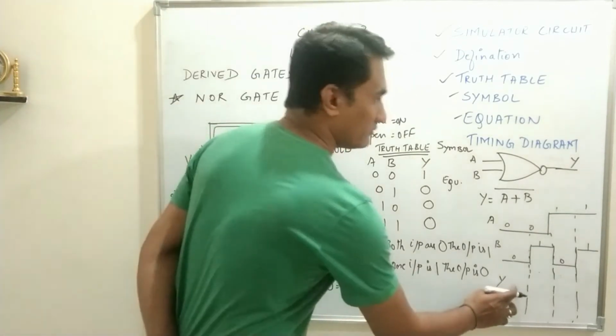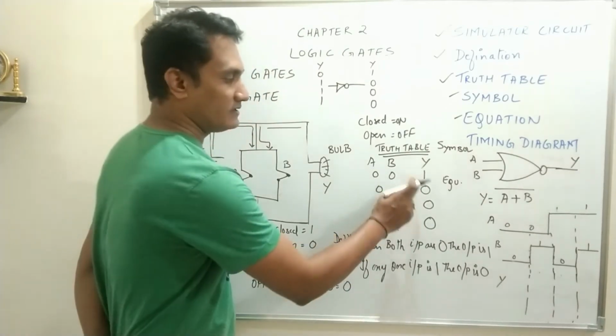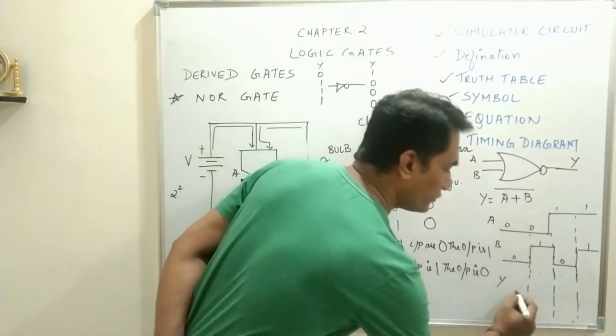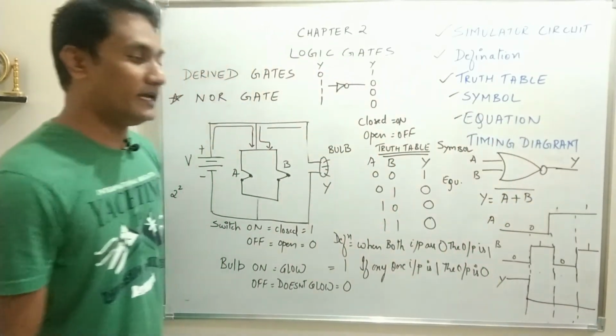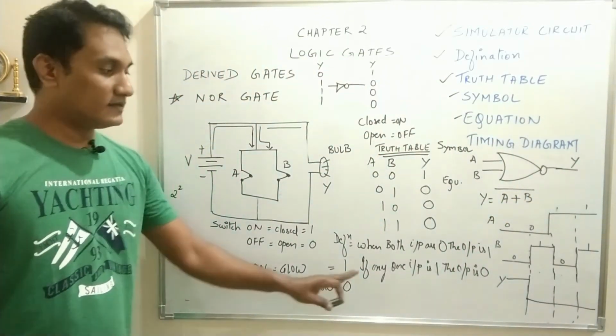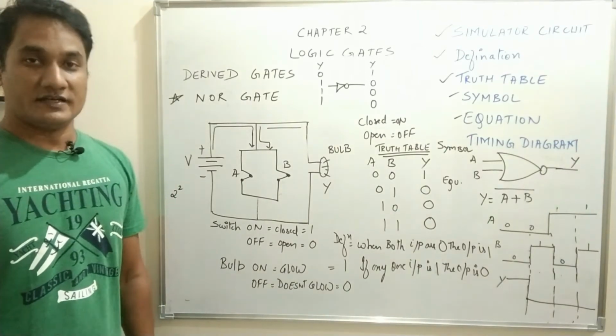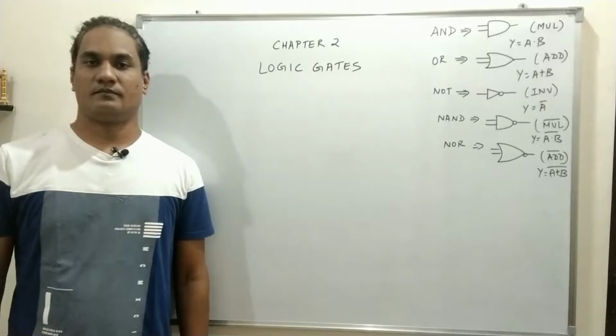And what will be the timing diagram? 1, 0, 0, 0. So when both the inputs are 0, the output will be 1, and for all other conditions the output will remain 0. So that is the second of the derived gates, that is NOR gate.